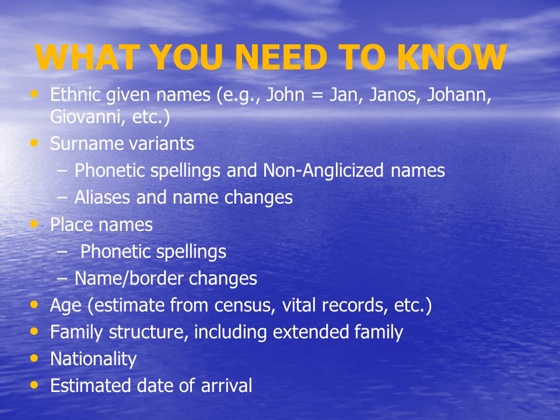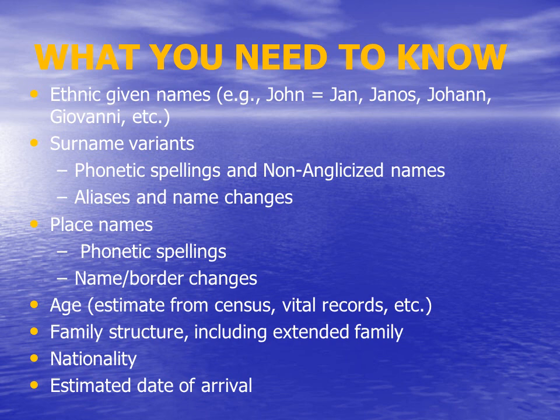You'll need to be prepared to think about ethnic names. John can equal Jan or Janos or Johann or Giovanni. There are surname variants, phonetic spellings, and non-anglicized names, aliases, and name changes. Some immigrants changed their names to be more American, and some of those names were changed inadvertently when errors were made by those recording the information.